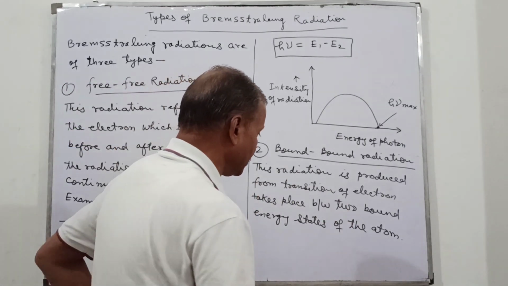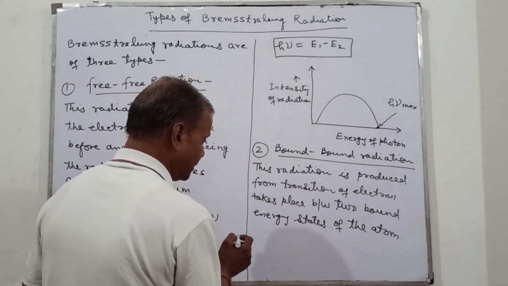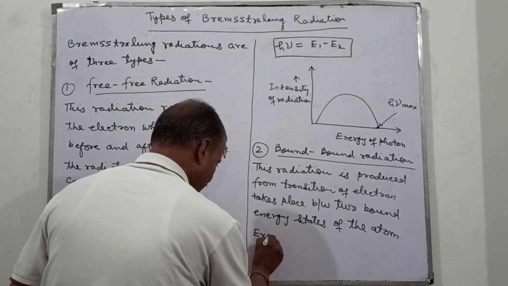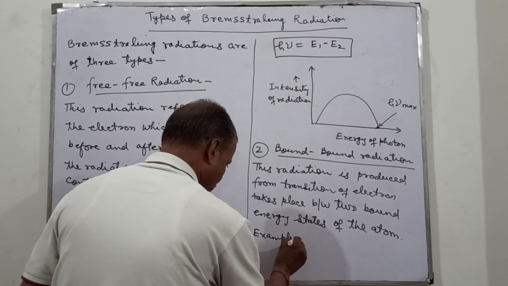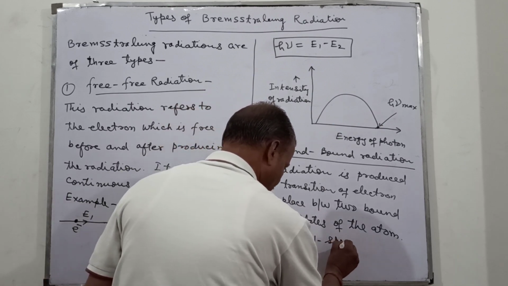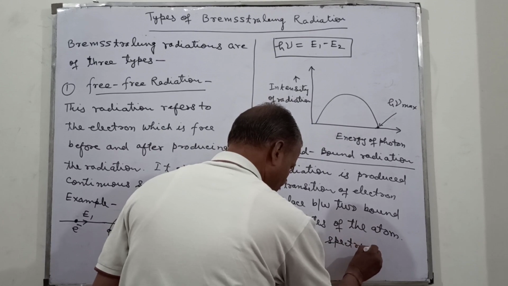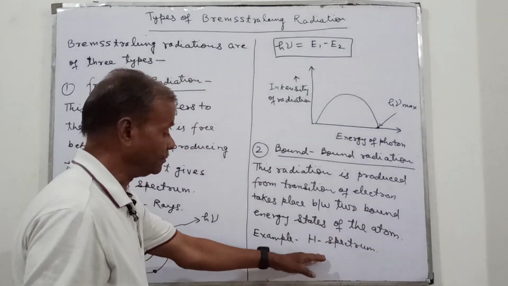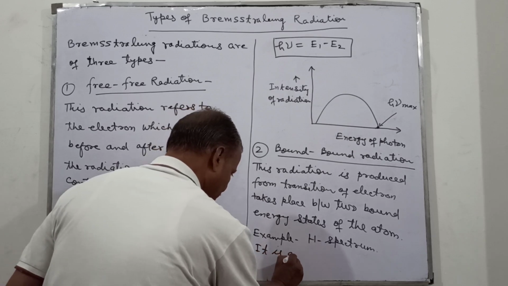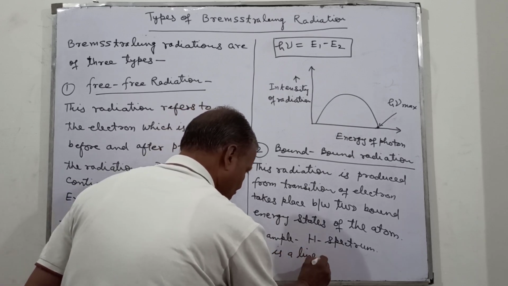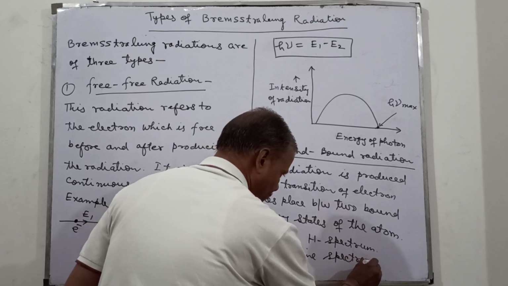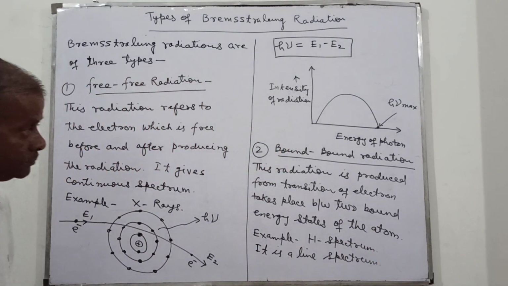For example, the hydrogen atom, or we can have the hydrogen spectrum. Example, hydrogen spectrum. And it is a line spectrum.